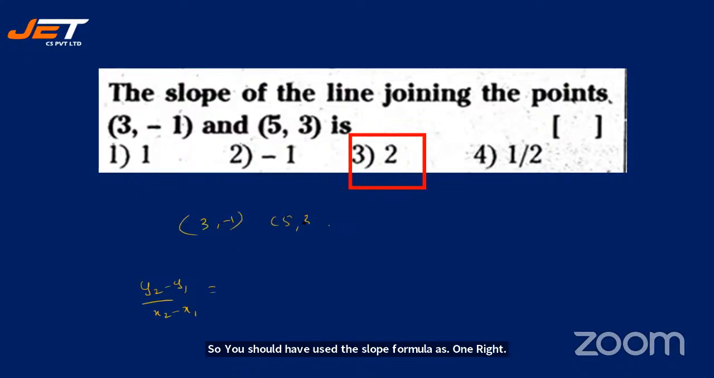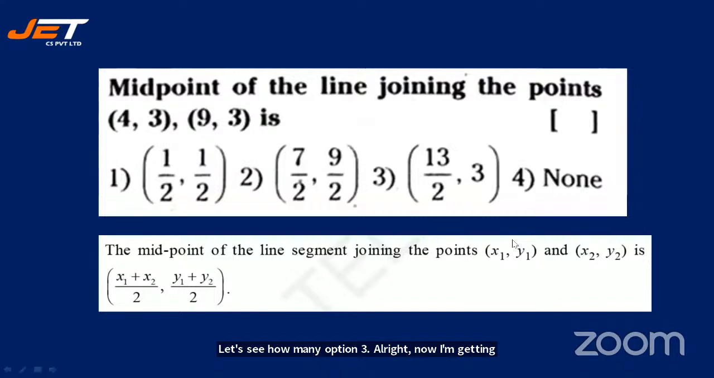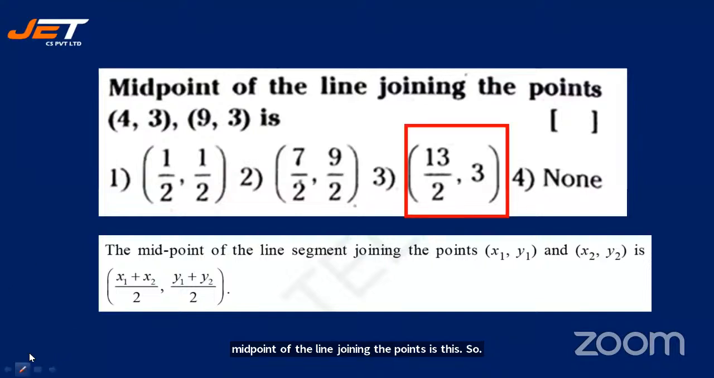So many are giving me different answers. The formula is y2 minus y1 by x2 minus x1, so that is why this answer is right. Let's see how many option 3. All right, now I'm getting all option 3 only as the right answer. Perfect, students. See the next question. The midpoint of the line joining the points is this. Quickly give me the answer. By then, let me just tell you.